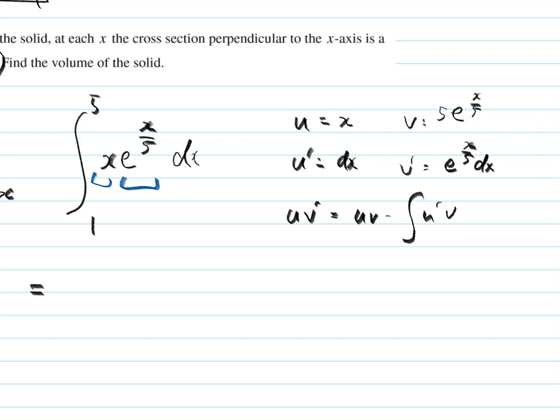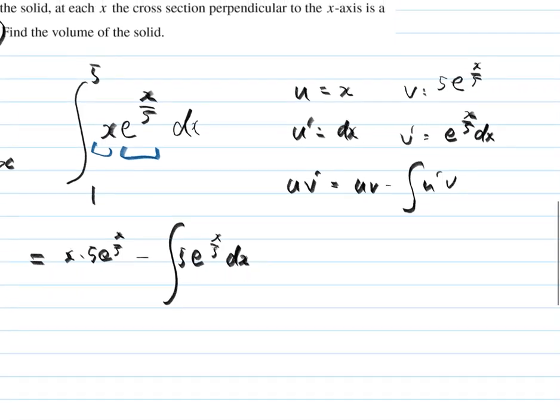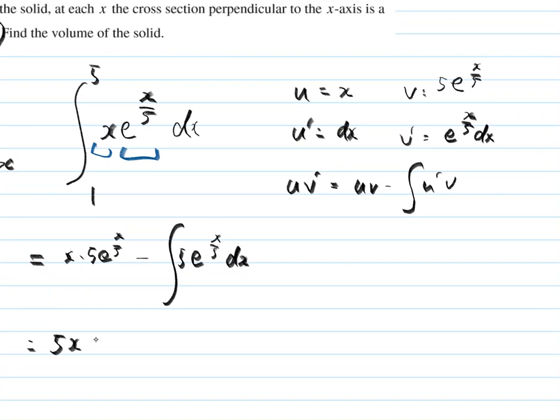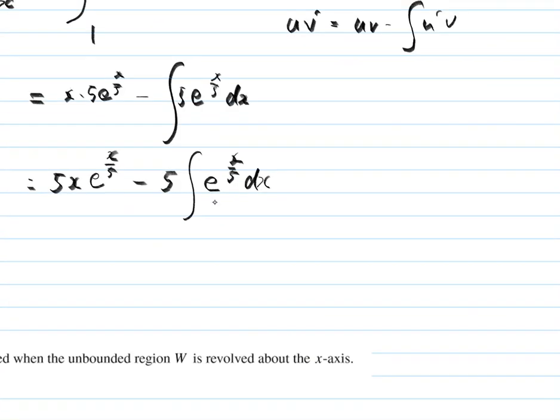The integral is equal to x times 5 e to the x over 5 minus the integral of 5 e to the x over 5 dx. Actually, I forgot the 5. Let's make it more simple. Alright. And actually, the whole thing is from 1 to 5.